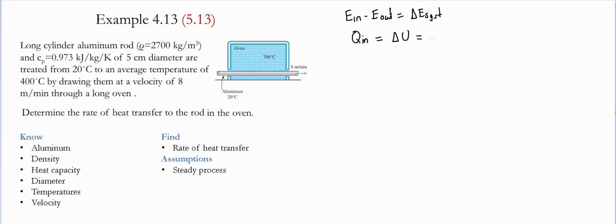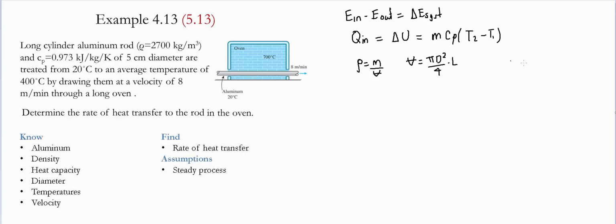Since aluminum is a metal and a solid, we could reduce the change of internal energy to simply the mass, Cp, and the difference between the temperatures. In order to solve this equation, we need the value of the mass. The mass is obtained from the density, which is equal to the mass divided by the volume. The volume of a rod is treated as a cylinder, therefore it is pi d squared over 4 times the length.